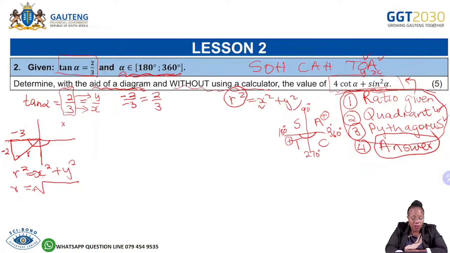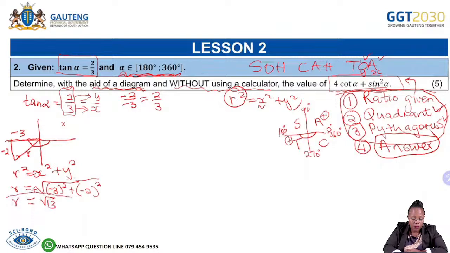So we substitute the value of x, which is minus 3, and the value of y, minus 2, squared. And then into your calculator, grade 12, this will give us the square root of 13, because it will be 9 plus 4, which is 13. And then this will be the square root of 13. That is the value of r.